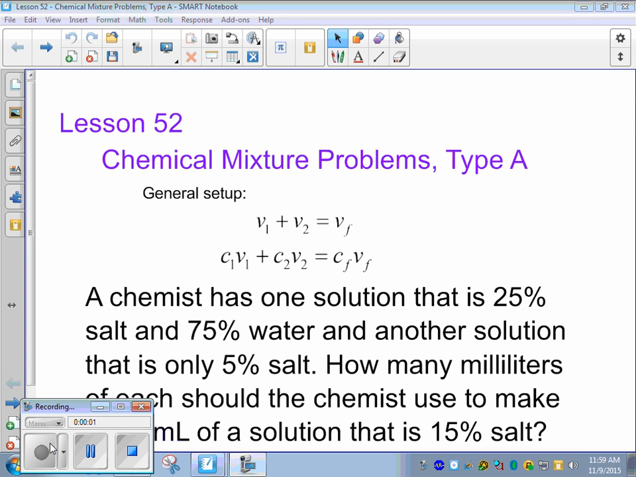Chemical mixture problems, type A. This really just means we're going to do some other chemical mixture problems, and they're going to be a little bit tougher. So this is sort of a warm-up. I gave you guys the general setup. You guys are going to want to definitely put that in your notes. It's always V1 plus V2 equals VF, and C1 V1 plus C2 V2 equals CF VF.